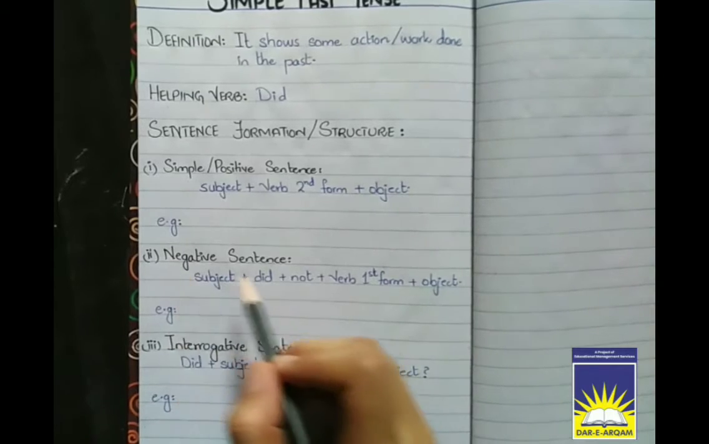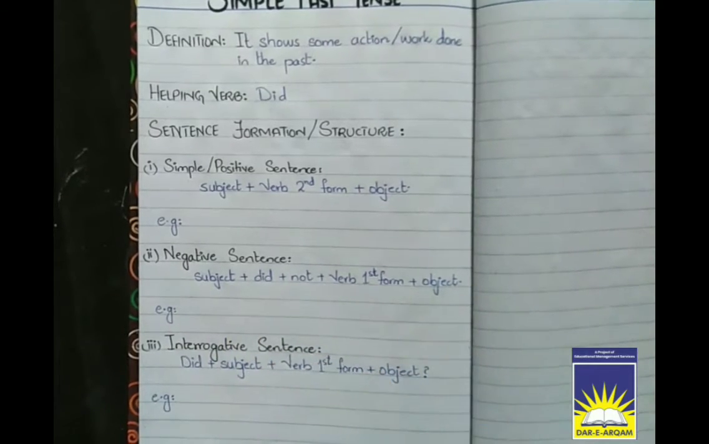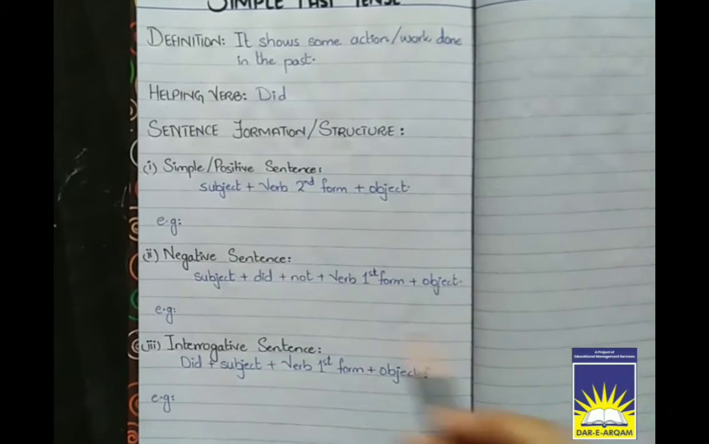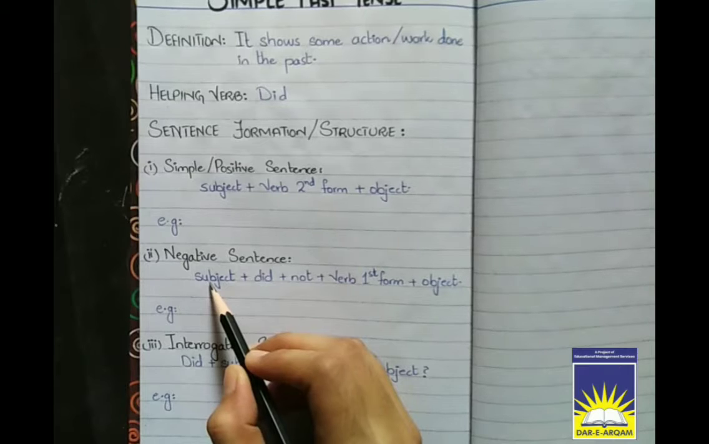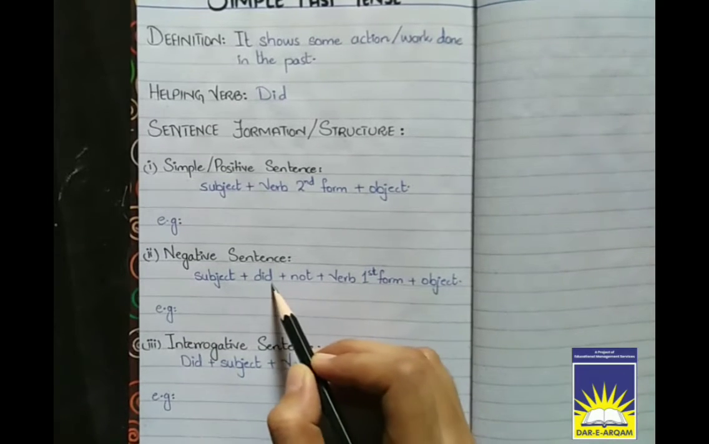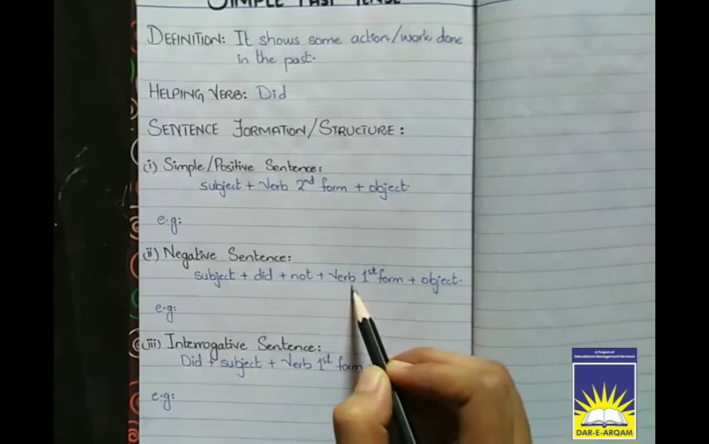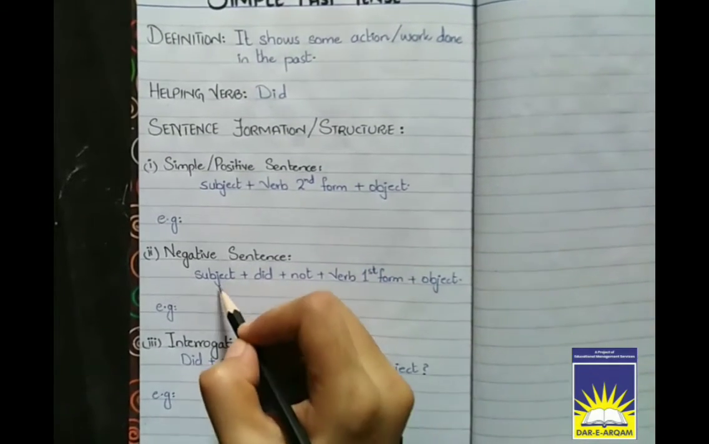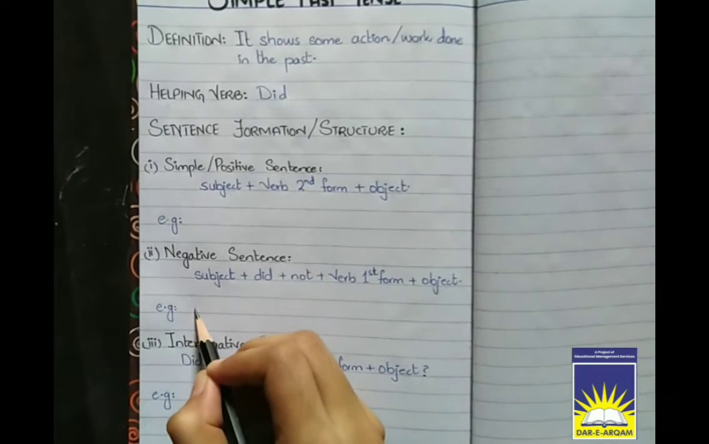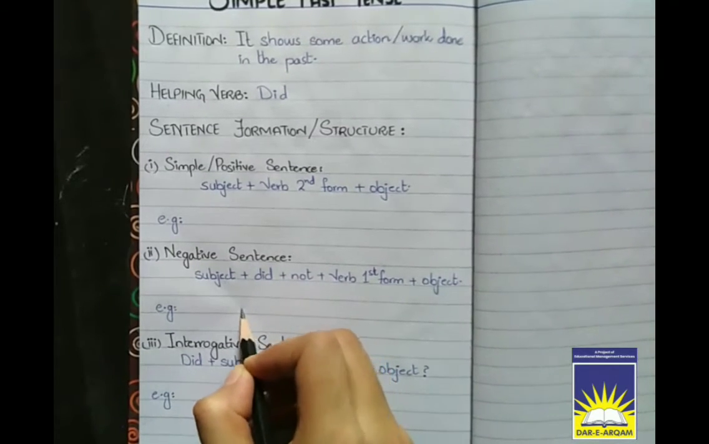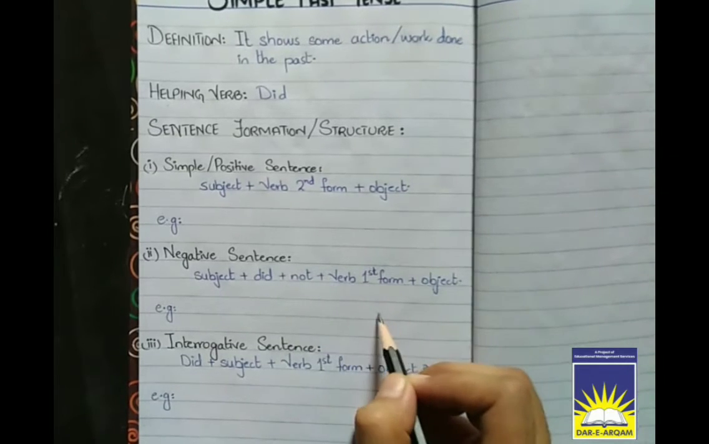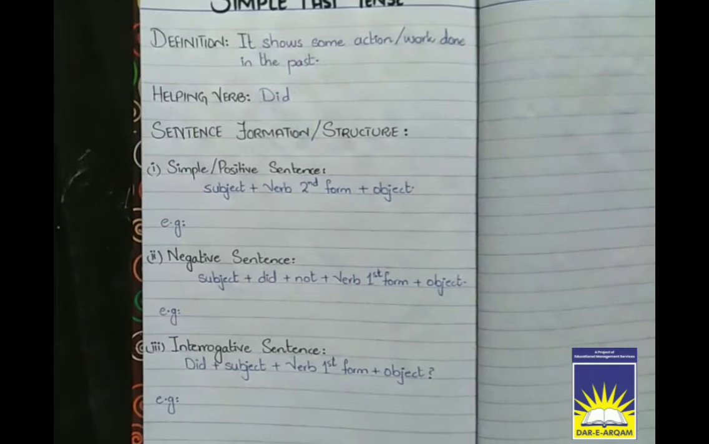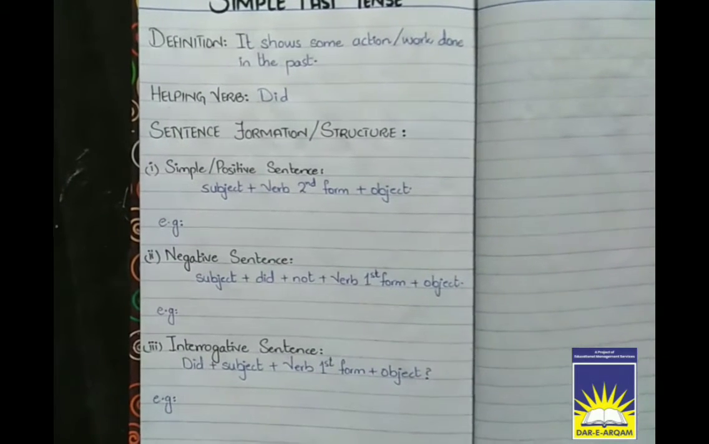Similarly, the next one, negative sentence. Negative sentences are those sentences which are denying sentences. So its structure is subject plus did plus not plus verb first form plus object, full stop. It means that when we will write negative sentence, we will write subject, we will write did after it, then not, then verb first form, then object. Don't worry, we will make sentences at the last so it will be more clear to you.